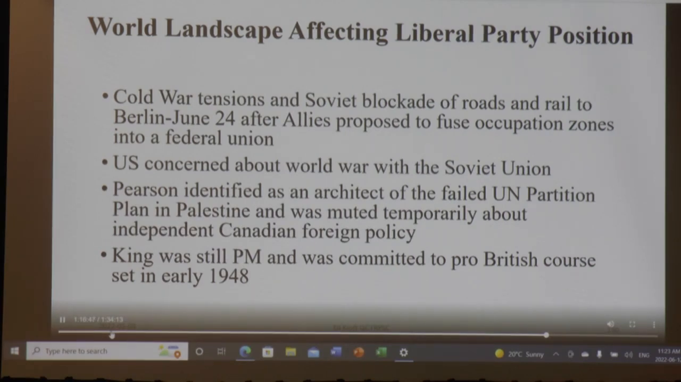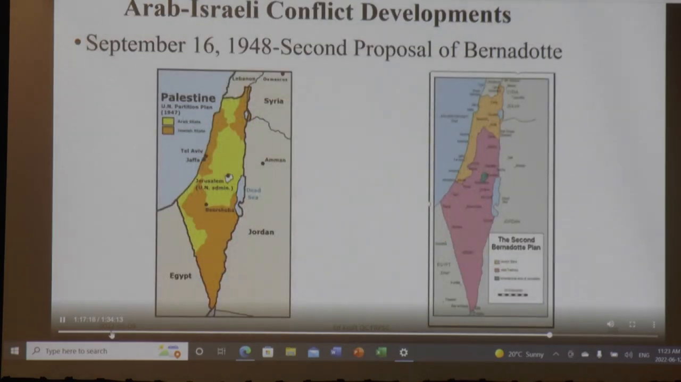What else is happening in the world that ultimately mollifies the Liberal position? Cold War tensions, Soviet blockades in Berlin. The U.S. is concerned about a world war with the Soviet Union. Pearson is becoming identified with what was becoming a failed partition plan from the UNSCOP that we talked about earlier in late 1947. So he was muted about expressing a view about Canadian foreign policy. King was still the Prime Minister, as I mentioned, committed to the status quo.